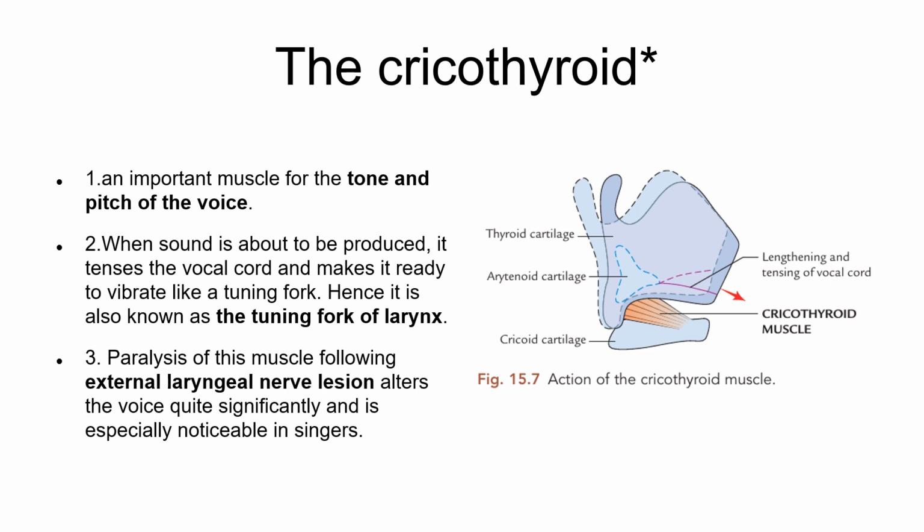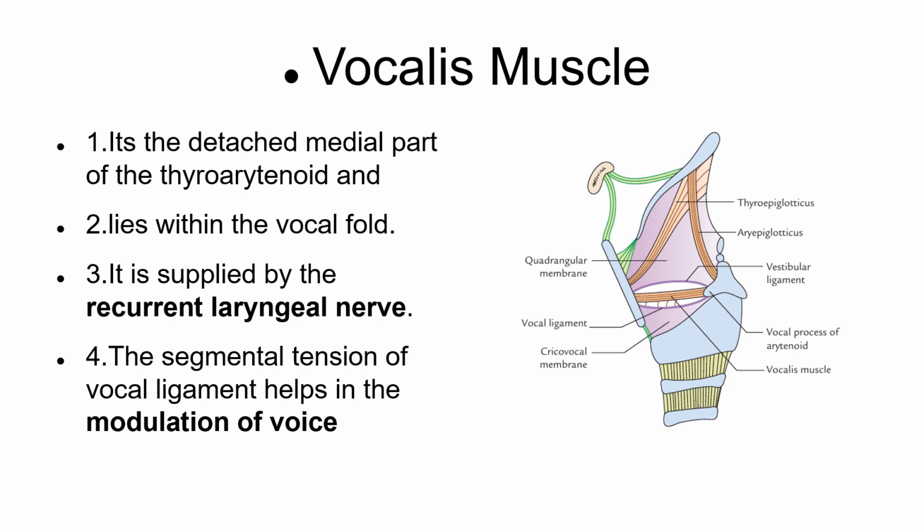Now this cricothyroid is supplied by the external laryngeal nerve, and if there is paralysis of the external laryngeal nerve or any damage to it, then the voice quality can be changed. So this is a very important muscle. It is also called the tuning fork of larynx.